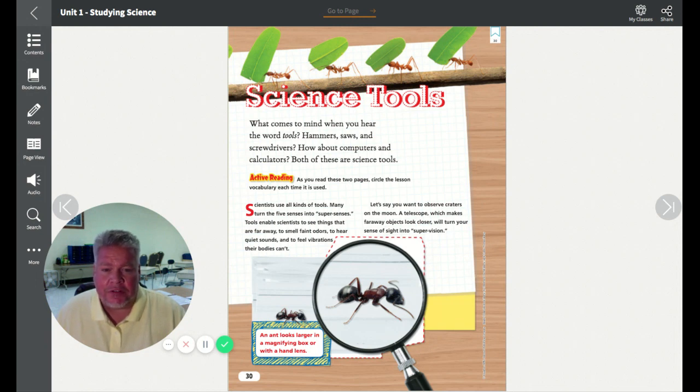Let's say you want to observe craters on the moon. A telescope, which makes faraway objects look closer, will turn your sense of sight into super vision. This is using a magnifying glass here. An ant looks larger in a magnifying box or with a hand lens.